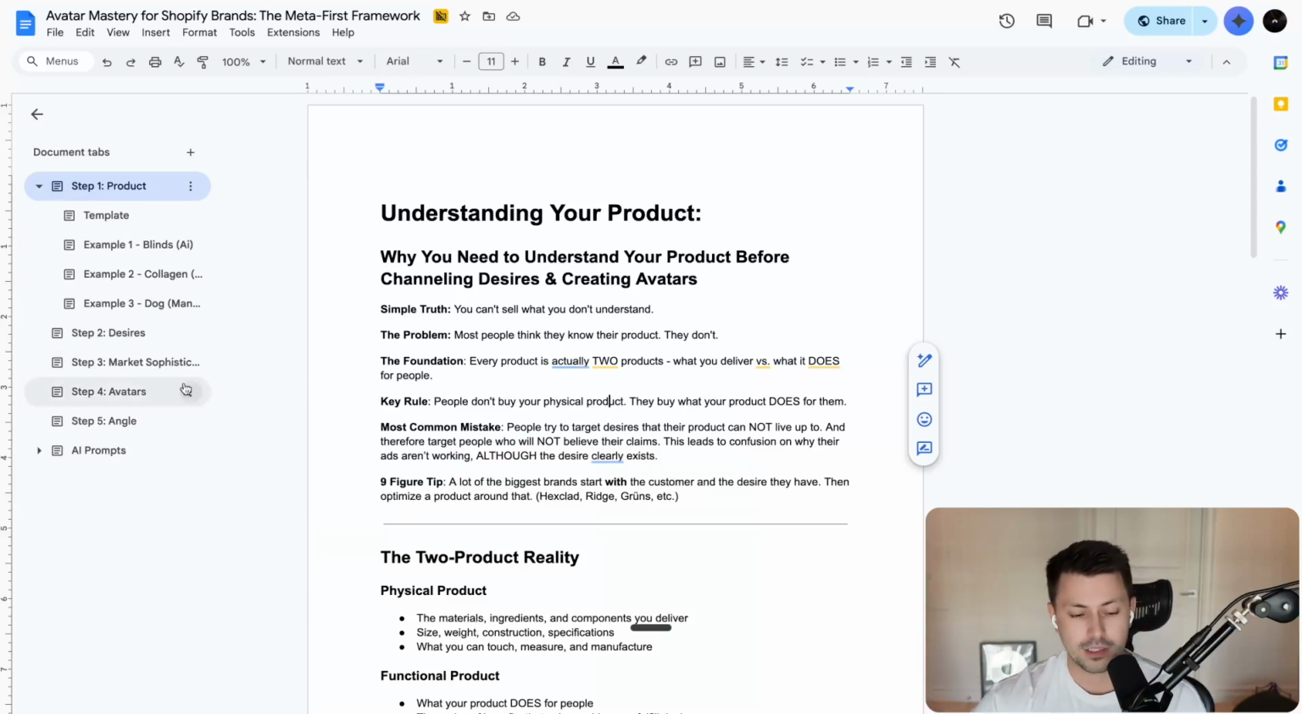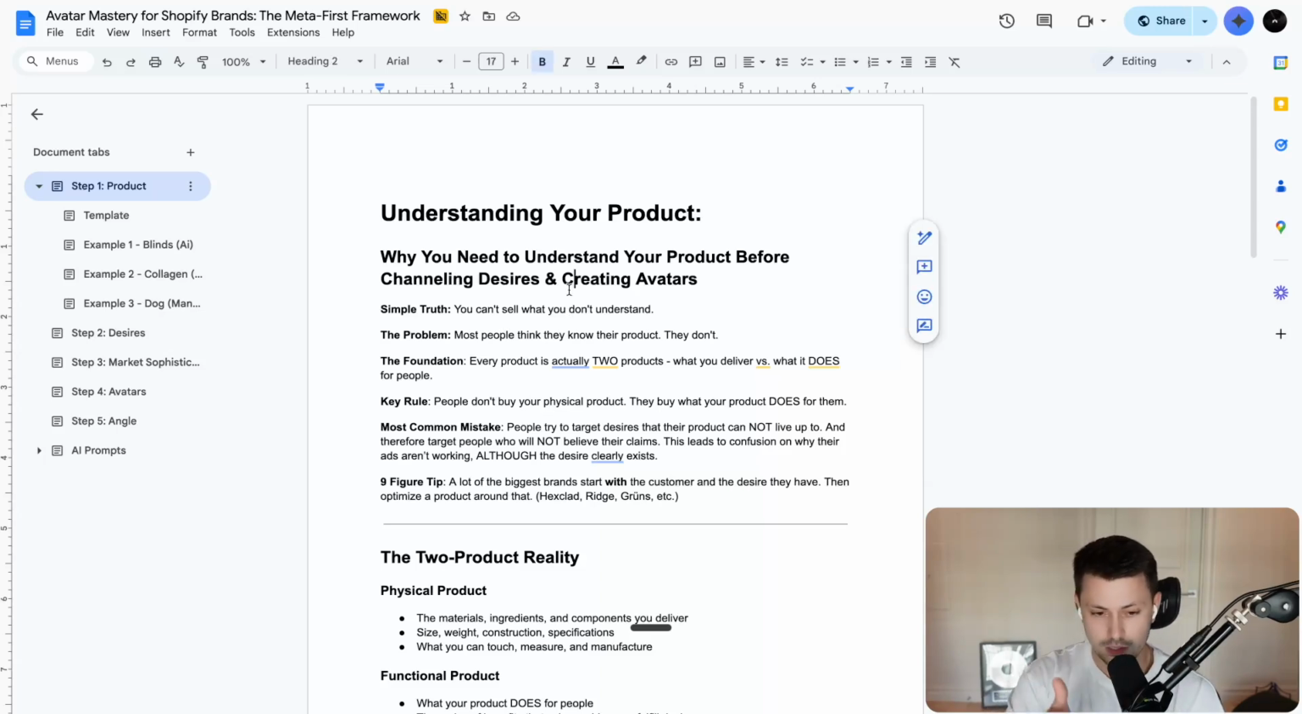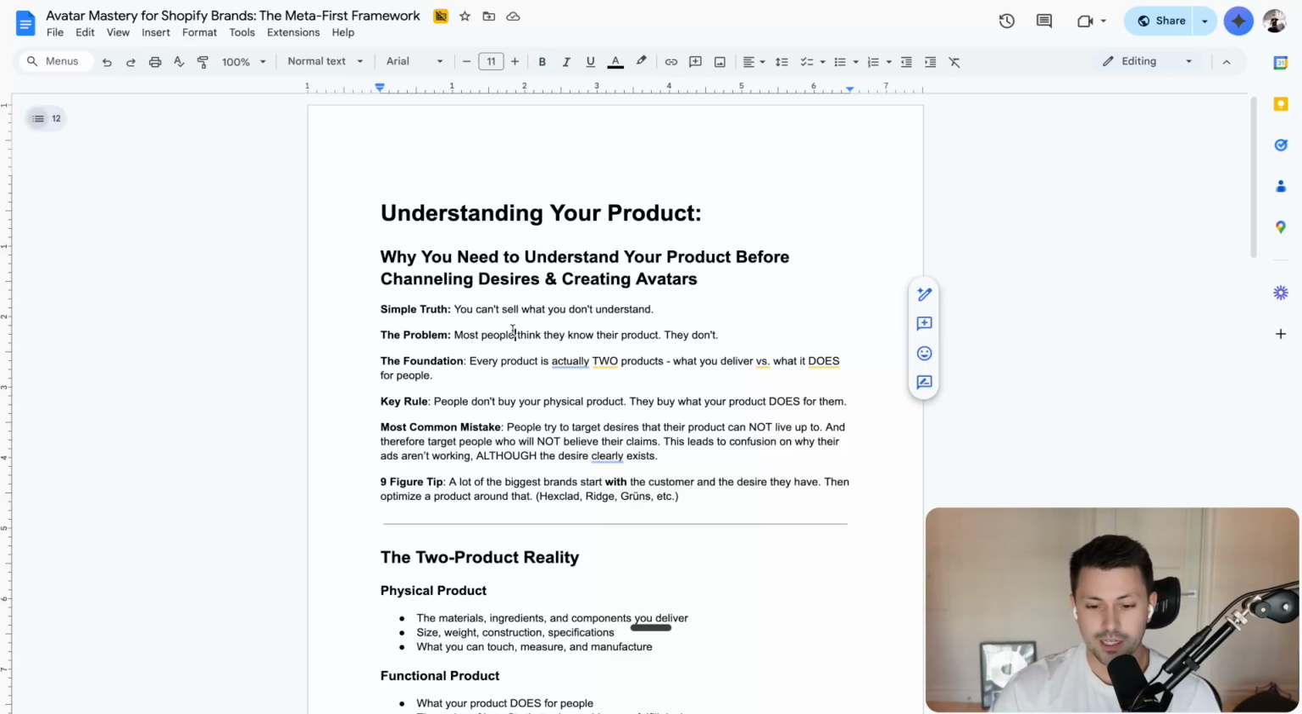Before you get all excited about all this stuff, again, the order of this is likely going to change. And on top of that, I'm going to get into some of this stuff in a little bit here, but we need to start with this. So I want you guys to focus on this first, which is understanding your product. Okay. And the reason why you need to understand your product before you get into creating desires, understanding sophistication levels, and creating avatars, which is ultimately the goal of what we're trying to do.